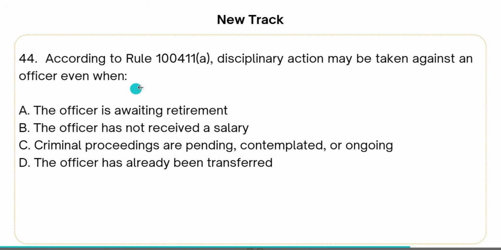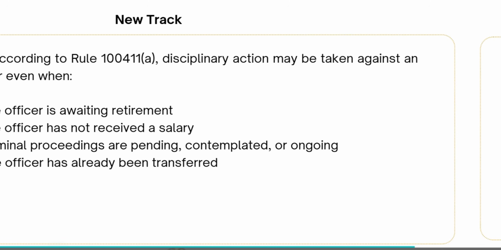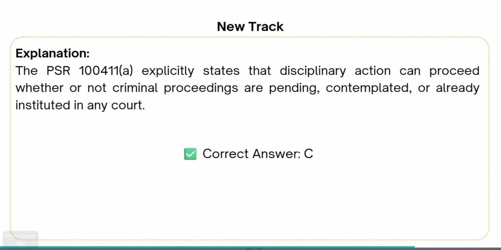Question number 44. According to Rule 1004(11)(a), disciplinary action may be taken against an officer even when A. The officer is awaiting retirement. B. The officer has not received a salary. C. Criminal proceedings are pending, contemplated, or ongoing. And D. The officer has already been transferred. The right option is option C.